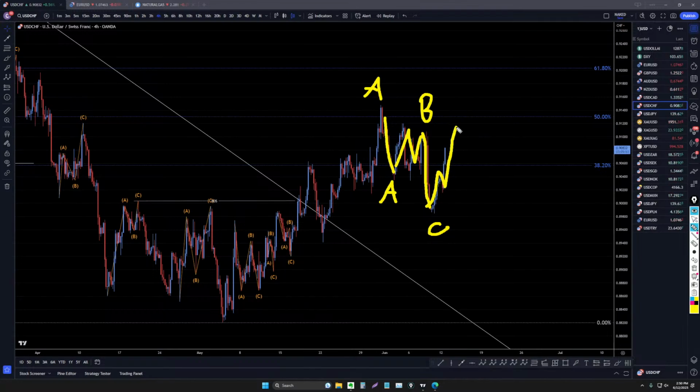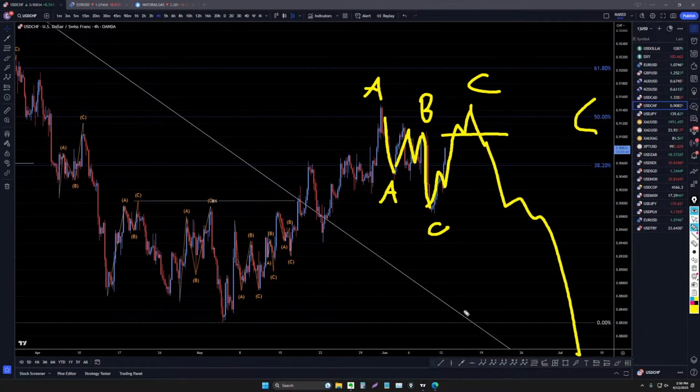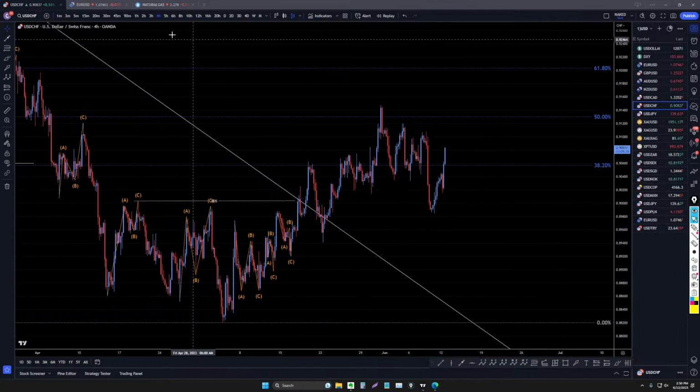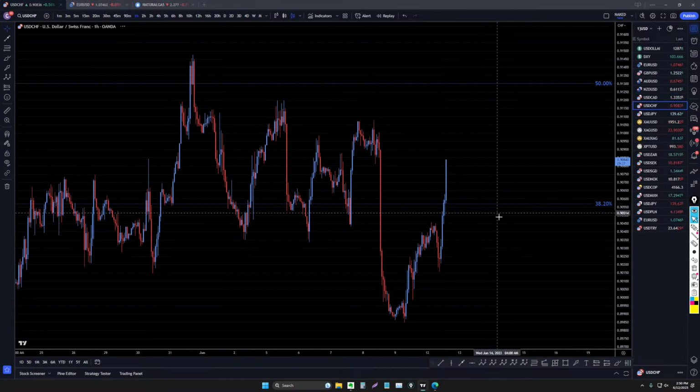Now I bet we're in a 1, 2, 3, 4, 5 of C. I bet it's going to bounce off this fib level, go down, take out structure, and most likely end up continuing the downtrend at tomorrow's CPI news. Like I said, the fact that all these things are going up right now does make me even more confident that tomorrow's CPI will cause it to go down.